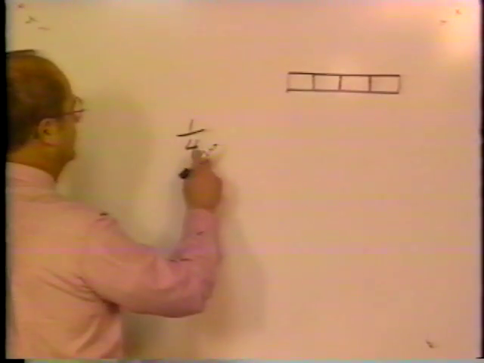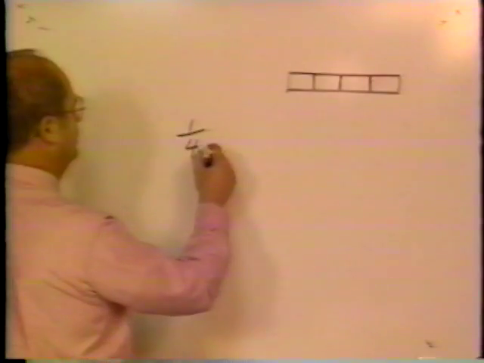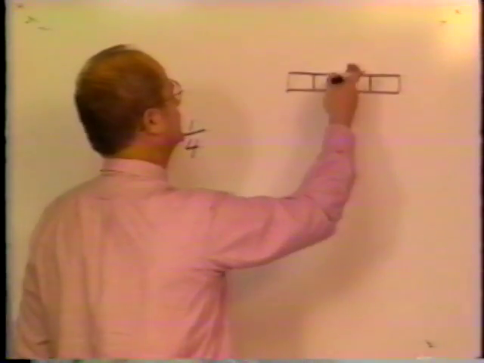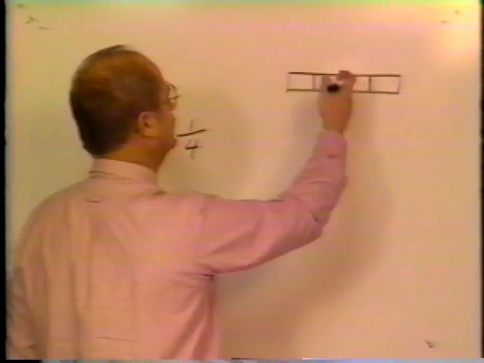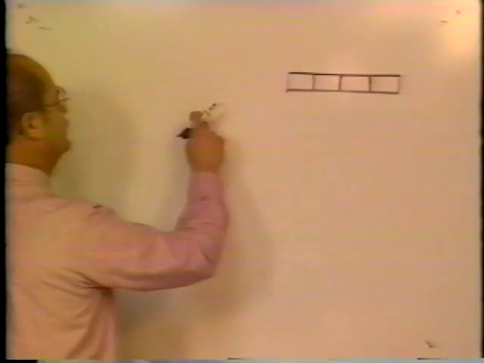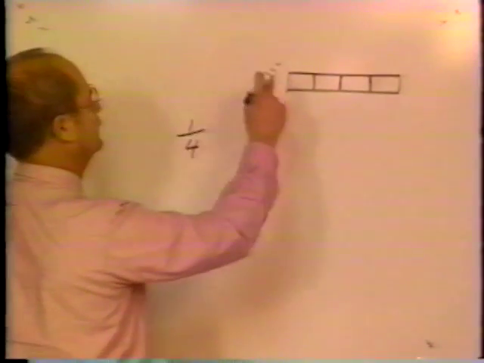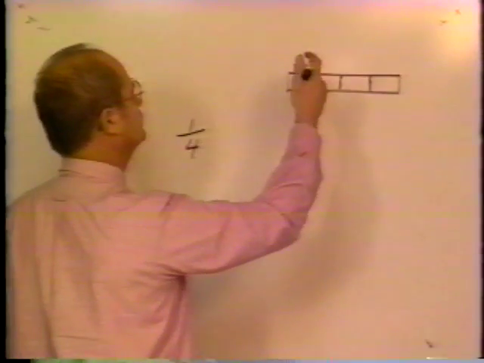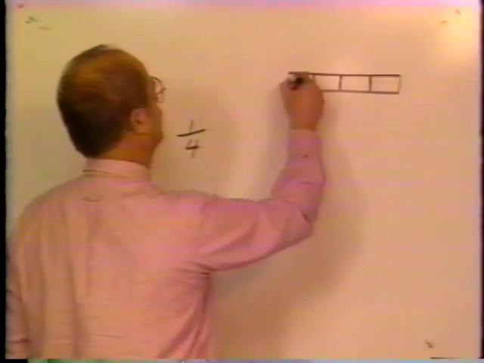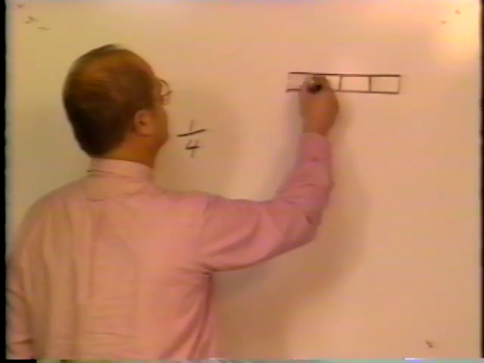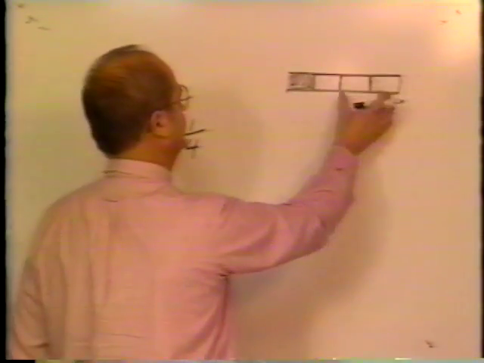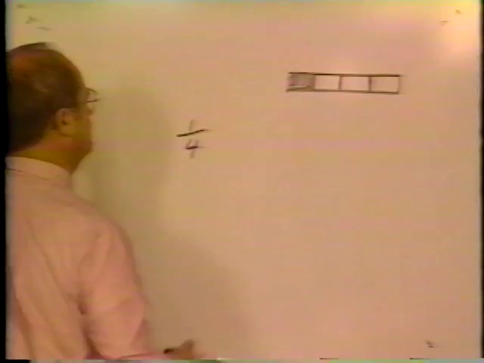The denominator, the number on the bottom, represents the number of pieces that our whole is divided into, the number of equal pieces that it's divided into. The numerator, the number on top, represents the number of those pieces that are being considered. So actually we're considering this 1/4 then would represent one of those sections that we have divided up in our bar.